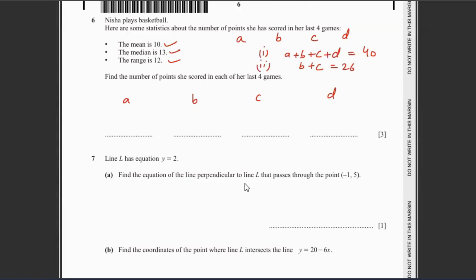This is the second equation. Range is 12, which means D minus A is equal to 12. This is the third equation. So using these 3 equations, we will find A, B, C, D.